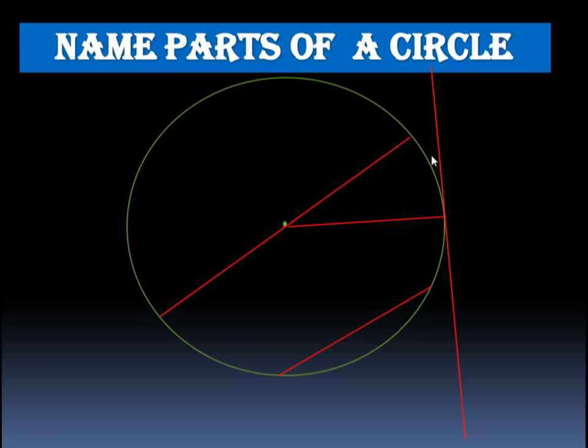Now we have a straight line that does not pass through the circle, but basically just touches it at a point on the circle. We call that point of contact the point of tangency. It is a straight line that doesn't pass through the circle, but just touches it at a point of contact. Hence this straight line is referred to as a tangent.